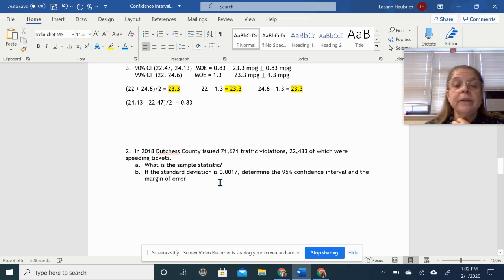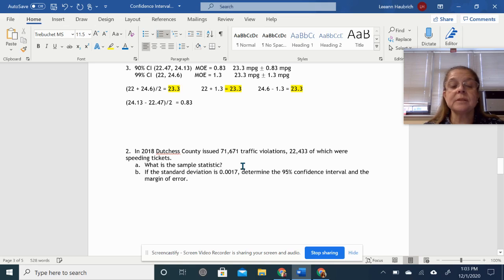Now, there were people who had some questions about, well, what do you do if you see something like this? So I just went to Dutchess County Statistics and I looked up the 2018. I tried to get the 2019 traffic violations and it would not come up. So I found the 2018 traffic violations. 71,671 traffic violations were issued. Of those, 22,433 were speeding tickets.